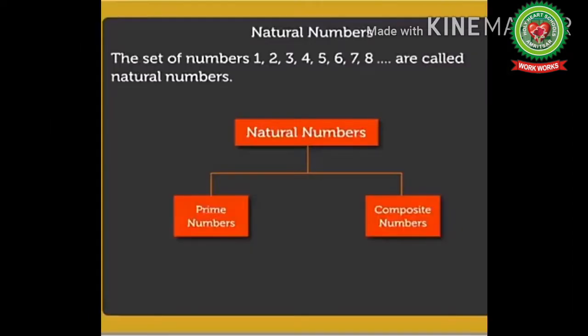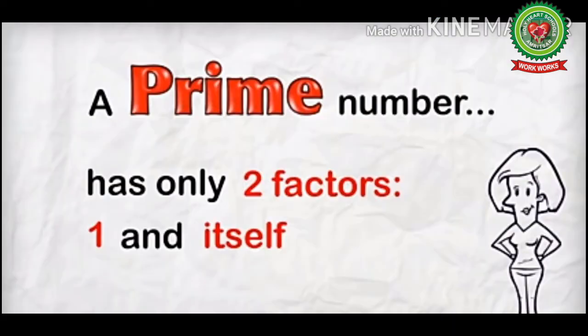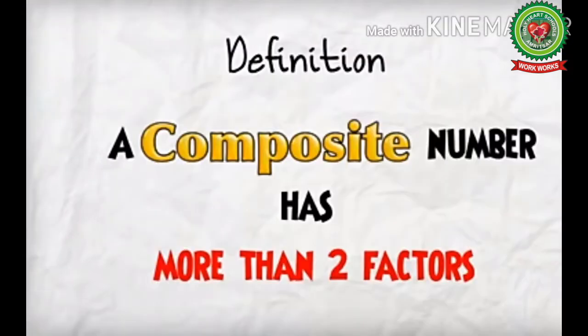The set of numbers are known as natural numbers like 1, 2, 3, 4, 5, 6, 7, 8, 9, 10 and so on. Now natural numbers are divided into two parts, prime number and composite number. Now what is a prime number? A prime number is a number which has only two factors, that is 1 and itself. And what is a composite number? A composite number is a number which has more than two factors.